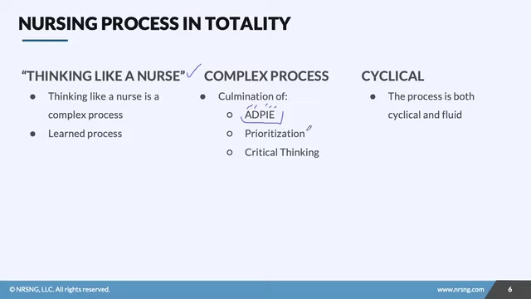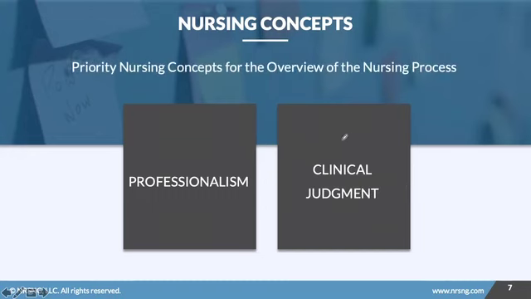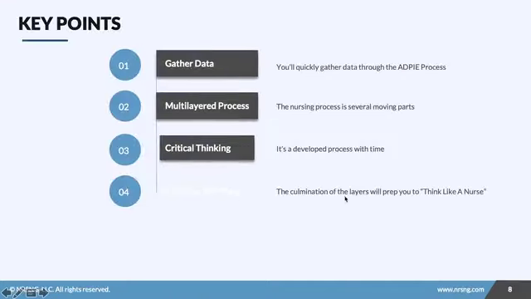And then you got to prioritize your care, and you have to think very critically. Always remember that this is a very cyclical process. As you work through this process, you're going to go back around and start over. It doesn't end. You don't go in, do the nursing process, and then you're done with your shift. It continues to repeat. It's a cyclical process, and it's very fluid as you're going. So some nursing concepts to think about here are professionalism. This is part of our professional work. And then clinical judgment. This is the way we can think and judge in a clinical setting.